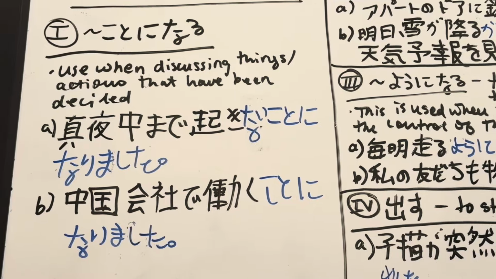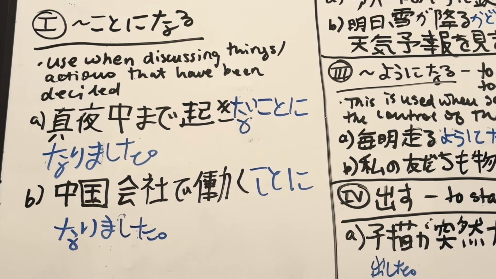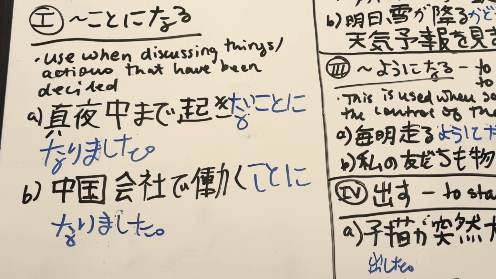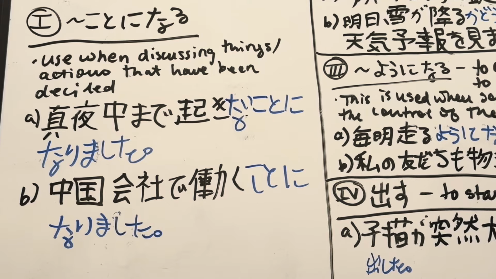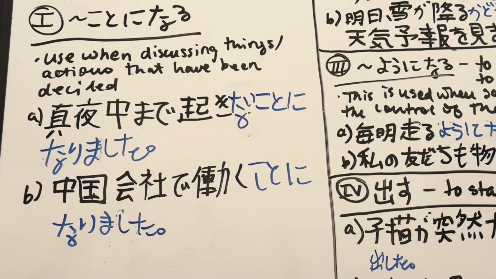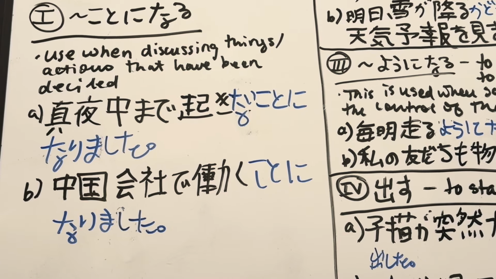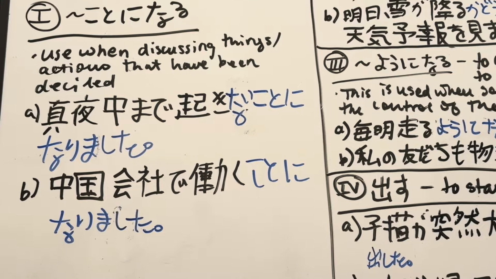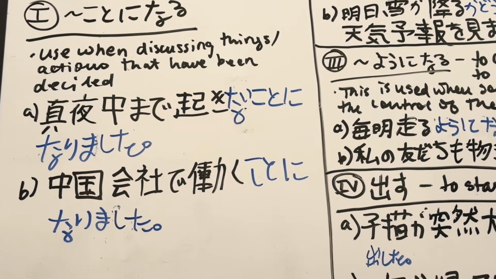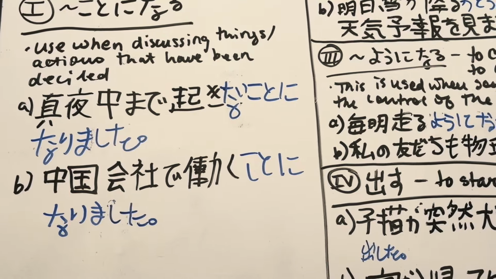Koto ni naru is used at the end of sentences, and we use it whenever we're trying to discuss things that have been decided or some sort of action in the past that we decided to do. So this first sentence is Mayonaka made okinai koto ni narimashita. So I decided to not stay up until midnight, right? Mayonaka made, until midnight. Okinai.